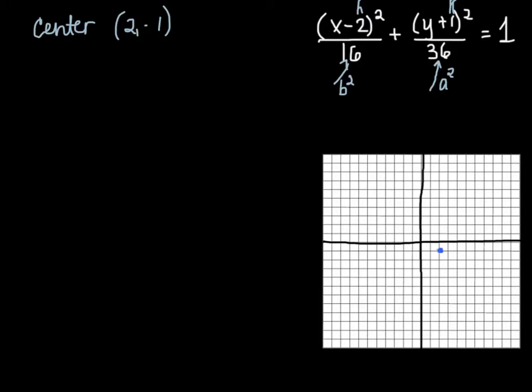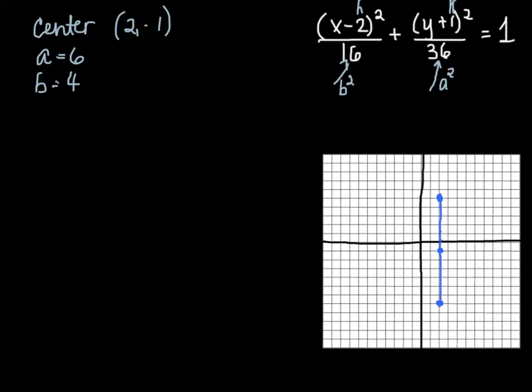Then my a squared and my b squared will tell me how far I move from the center. It's kind of like a radius, but I have two different ones now. So my a is going to equal the square root of 36, which is 6, and b is going to equal the square root of 16, which is 4. Since a is under y, I'm going to move parallel to the y-axis. I'm going to move 6 up, 6 down, and this then would be my major axis.